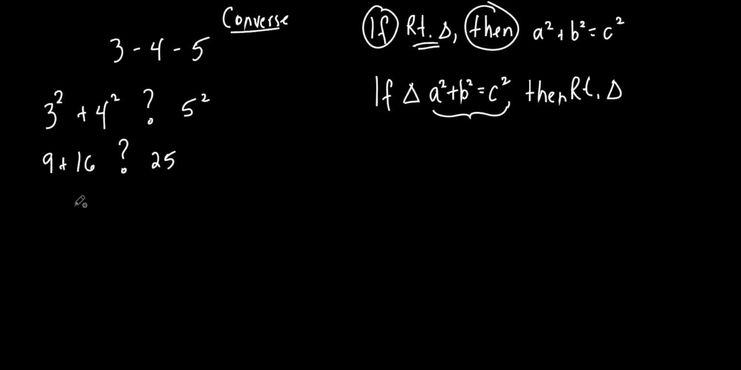What's 9 plus 16? 25. And over here you got 25. Now, compare 25 to 25. What are they? They're equal to each other, aren't they? So, watch. If you take the two shorter ones, square them and add them up, and if it's equal to the longest side squared, which it is, isn't it? Then what kind of triangle is this? This is a right triangle.